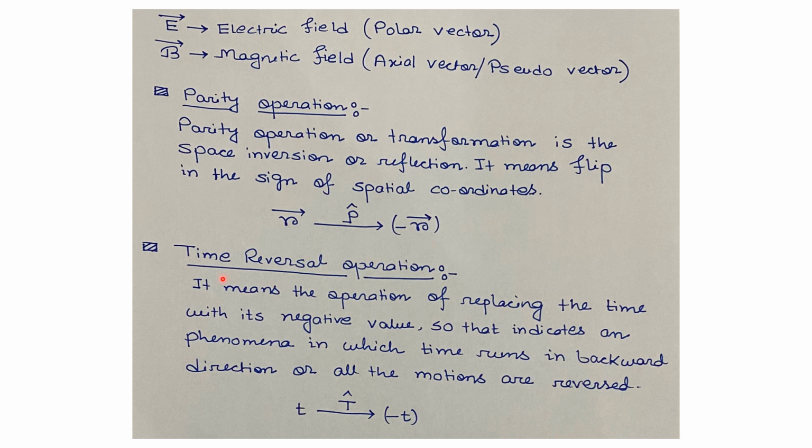Now we will be talking about the time reversal operation. It means the operation of replacing the time with its negative value. That means t will become minus t. So it indicates a phenomenon in which time runs in the backward direction, or all the motions are reversed. So if T cap is the time reversal operator, it will give minus t upon acting on the time.